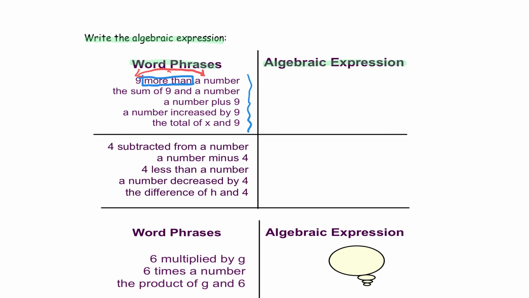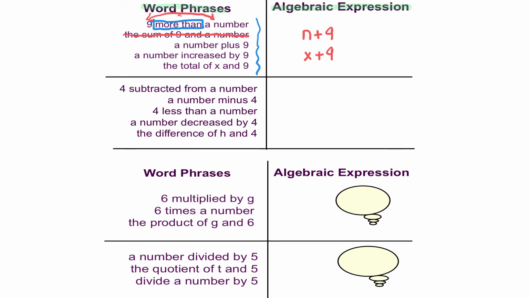The sum of 9 and a number, a number plus 9, a number increased by 9, and the total of x and 9. Well, when I look at this one here, do me a favor, just cross this one out because this one really doesn't apply here. That would look like n plus 9, or in this case, x plus 9. We see that the operation is addition, and that's how it would look. Let's go on to the subtraction section. In this section here, I noticed a lot of subtraction words.